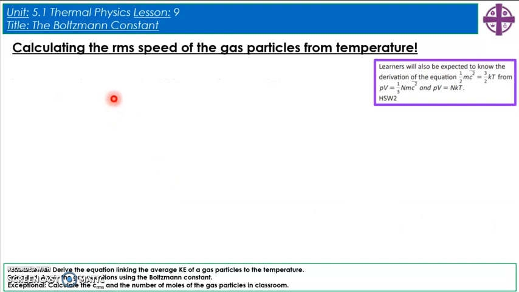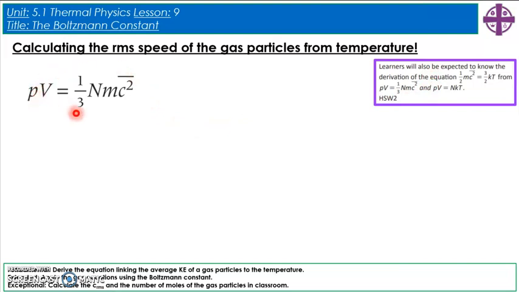So next we're going to calculate the root mean squared speed of the gas particles from the temperature. So we can actually calculate roughly how fast our particles are moving simply based on the temperature. And this is a derivation that you're going to be expected to know. So make sure you write this all down in your notes. This is the derivation you will be expected to know.